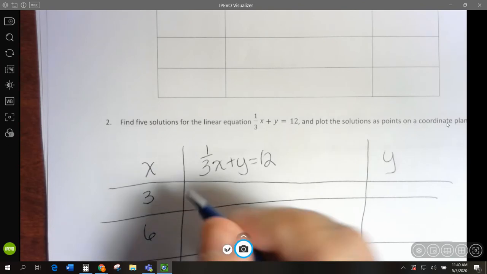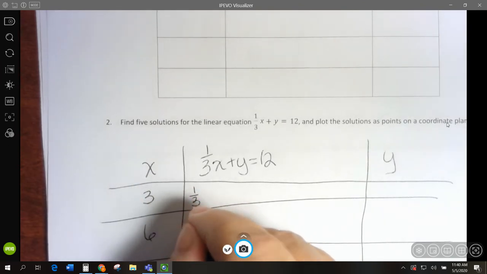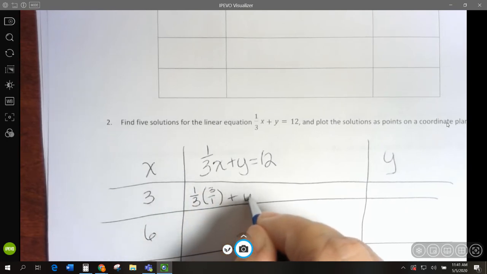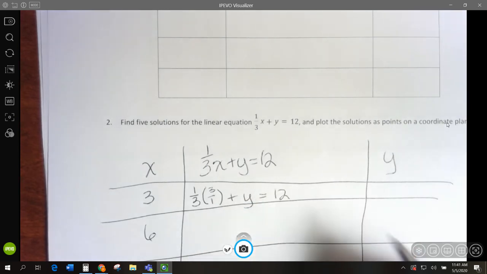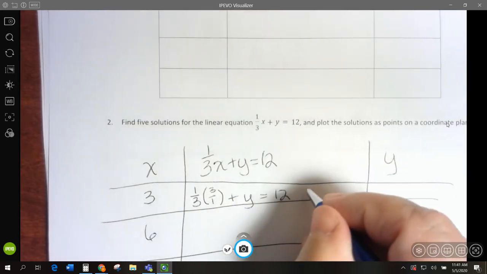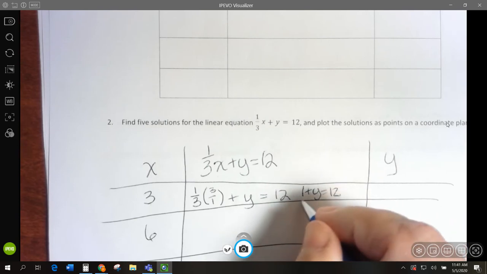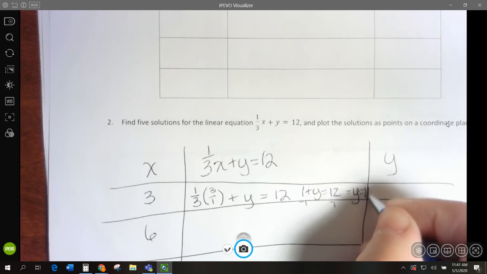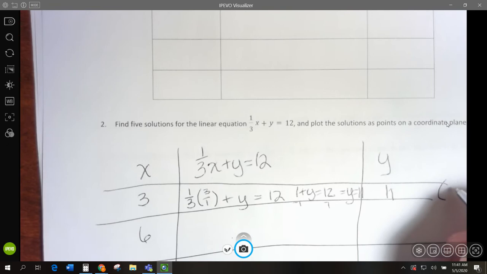So let's do this. We're going to put x in for x here. So we're going to have 1/3 times 3. I'm going to make that 3 over 1, plus y equals 12. So this is going to end up being 1 plus y equals 12. We're going to subtract 1 from both sides, and y is going to equal 11. So our coordinate point here is going to be 3, 11.